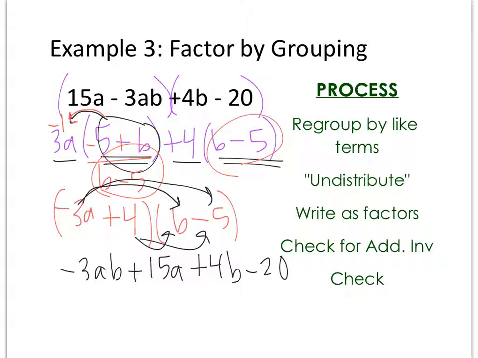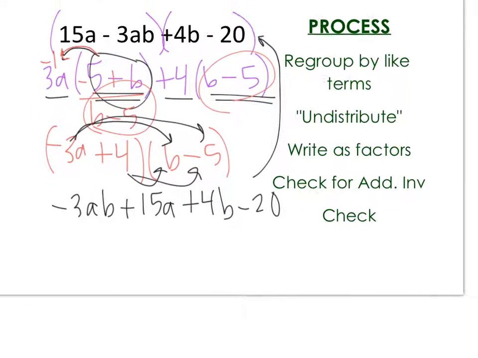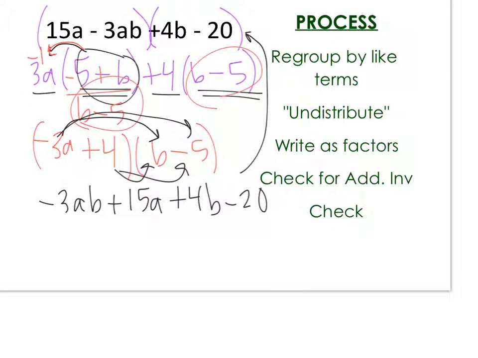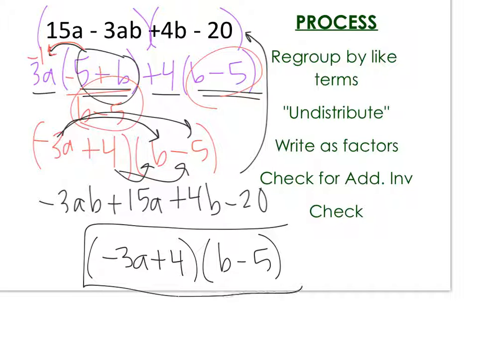As you look back at the beginning, we do get all 4 products, just in a different order, but that's okay. They can be rearranged, but they need to have the same signs and be of the same value. That's a good way to always check your answer by factor by grouping, especially when you have additive inverses, because they can, like I said before, be somewhat trickier. So again, my answer is negative 3a plus 4 times the quantity b minus 5, in factored form.